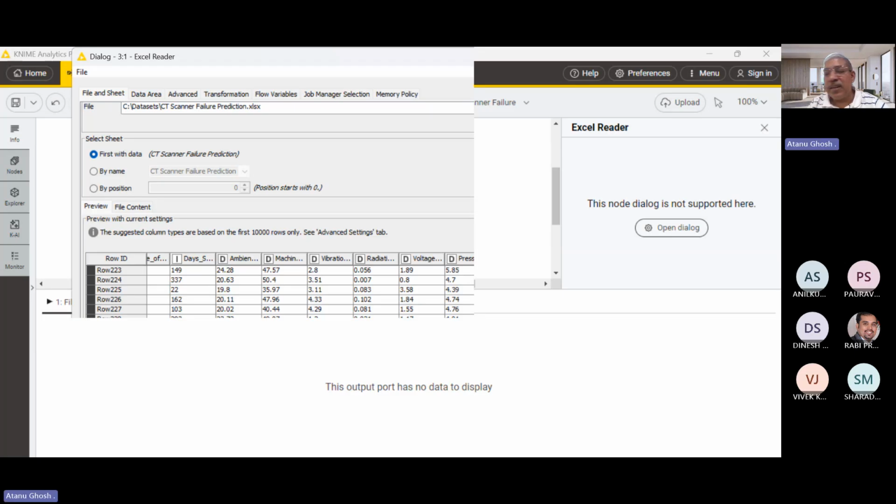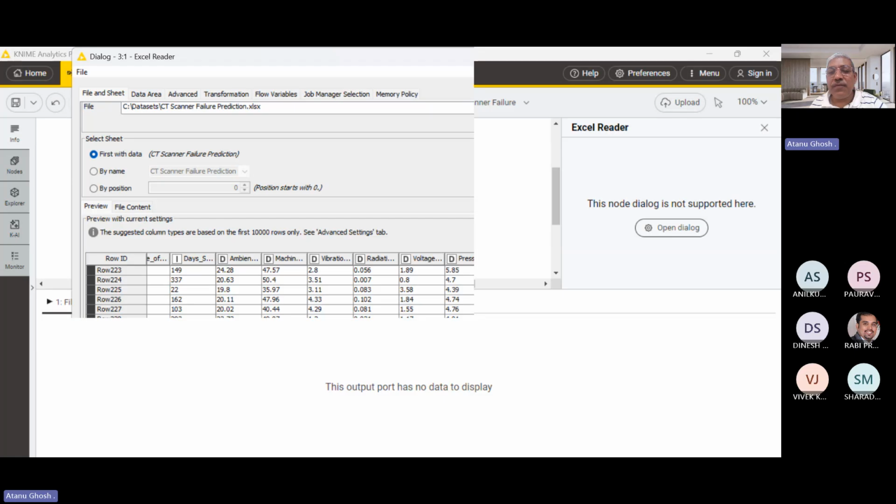So it thinks it is an integer, but 1 and 0 only represent a state of the machine, failed or not failed. So we need to change this into a string character. It's a categorical value rather than a numeric value. That's one transformation that we have to do.